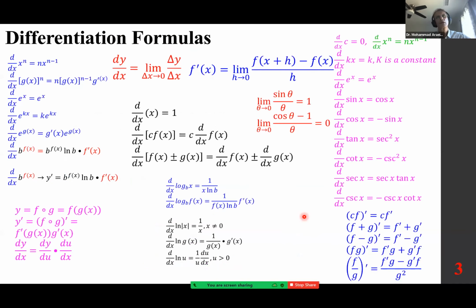First and foremost, the formulas that you've seen, the basic differentiation formulas, the product and quotient rule, the chain rule, definitions, exponential formulas. We are adding logarithmic formulas right here, and let's get into the details.